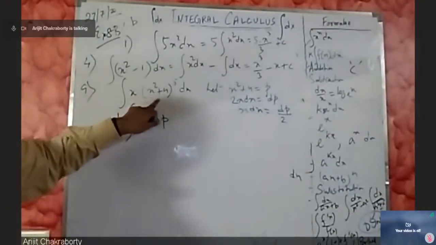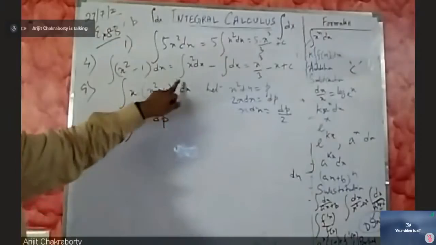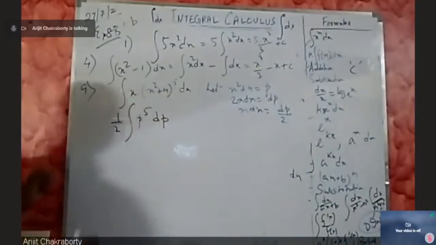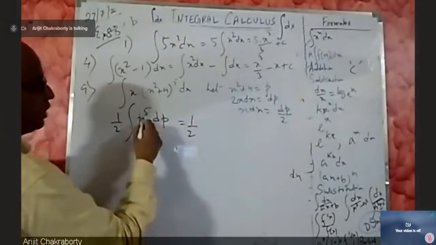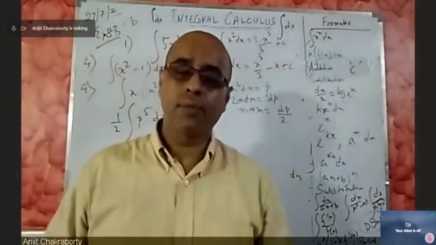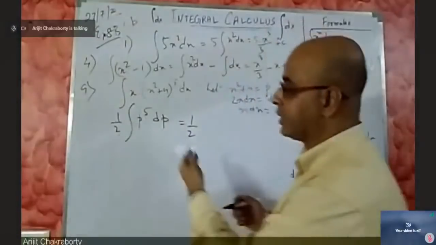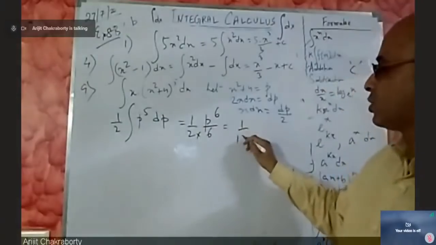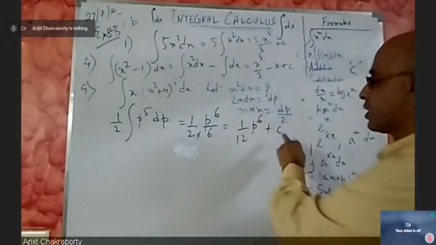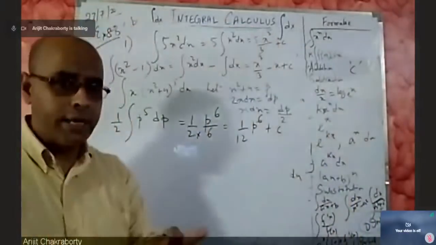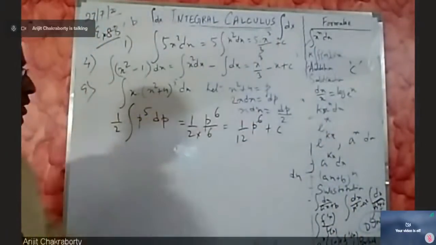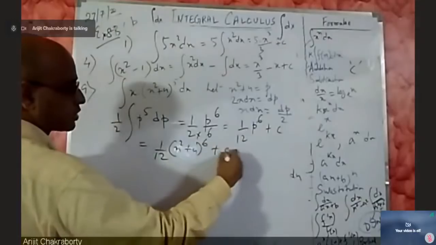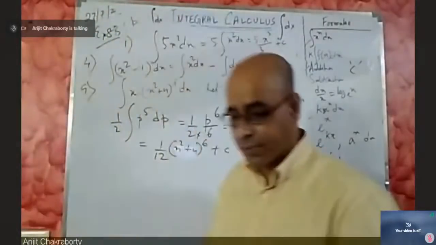Okay. So x square plus 4 I have taken as p. It becomes p to the power 5 dp. Half comes out. This is equal to half into p to the power 5 dp, which is of the form x to the power n. So once you integrate, it will become p to the power 6 by 6. So the answer is 1 by 12 p to the power 6 plus the constant c. But p here stands for x square plus 4. So the answer is 1 by 12 (x square plus 4) to the power 6 plus c. Okay, so we have solved this.